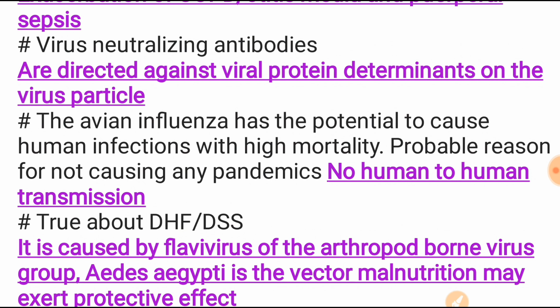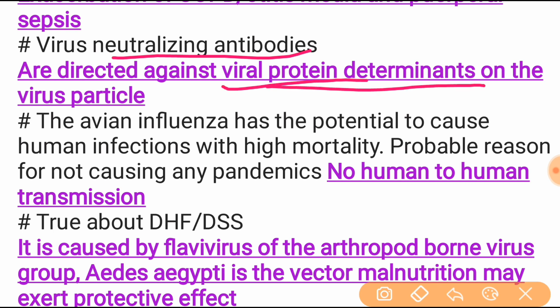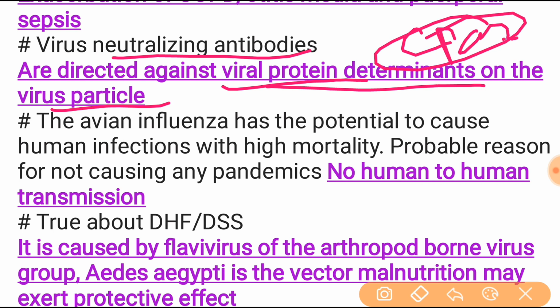Next question is the virus neutralizing antibody. Virus neutralizing antibodies are directed against viral protein determinants on the viral particle, that means the capsid of the virus. This is the virus. I will upload a virus video.